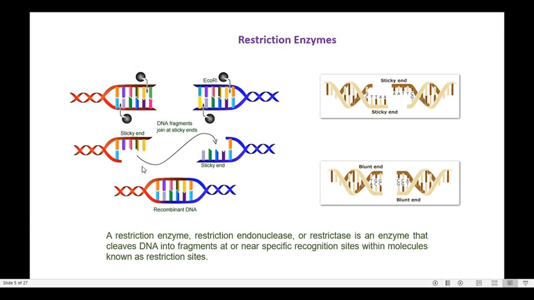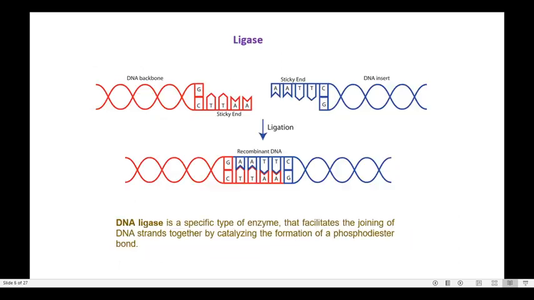Okay. So now we know the restriction enzymes will cleave the insert and the vector so that we can fuse them together. To fuse them together, we need one more component, like a glue to stick, which is called ligase. It is also a specific type of enzyme that facilitates the joining of DNA strands together by catalyzing the formation of a phosphodiester bond.